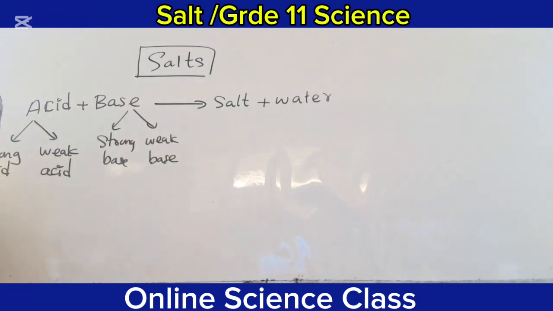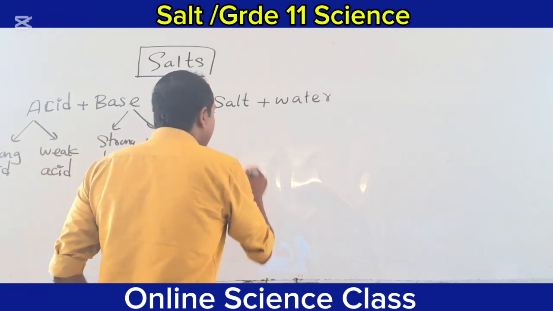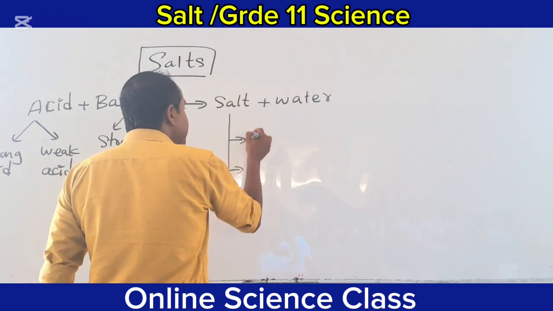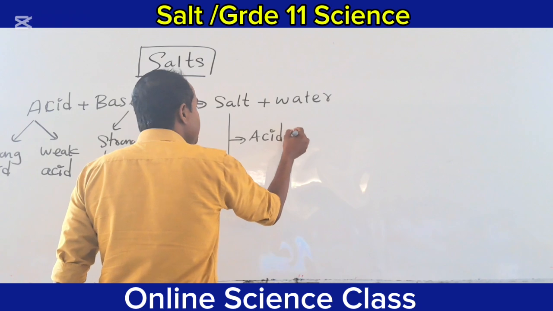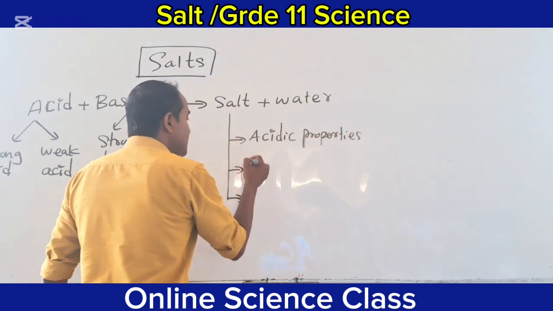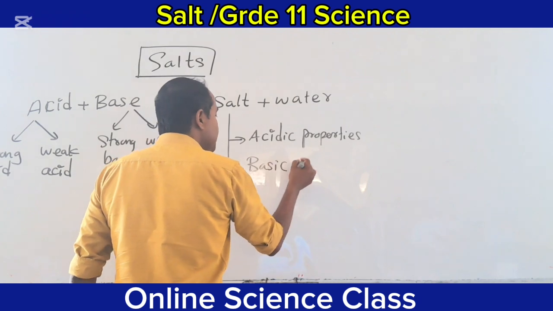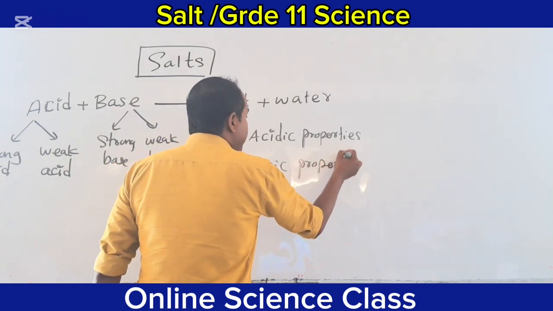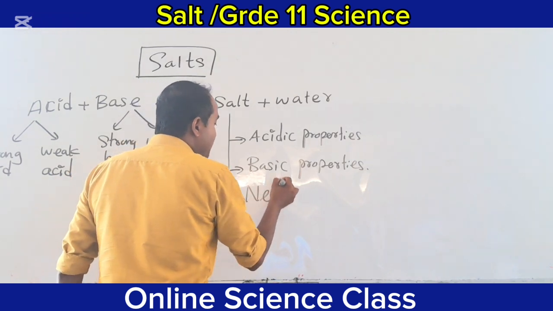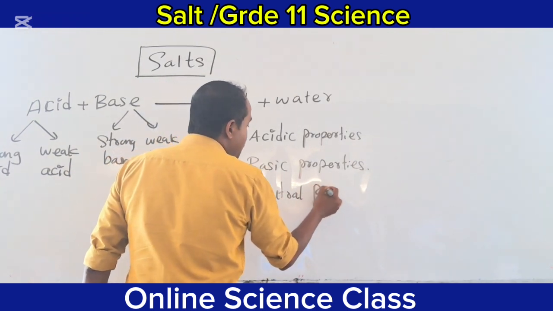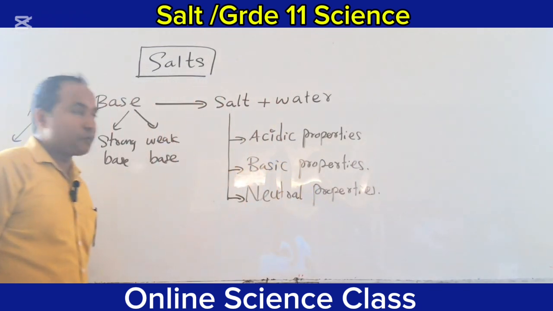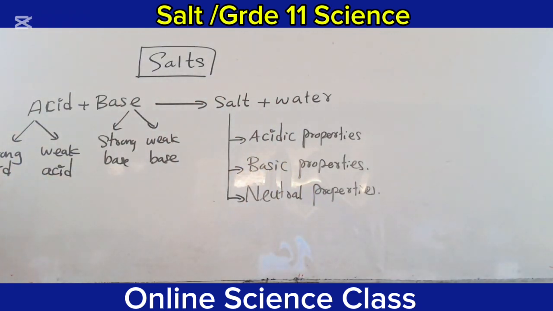Then tell me, now when we consider the salt, some salts show acidic properties. Some salts show basic properties. Some salts show neutral properties. Acidic properties, basic properties, and neutral properties.